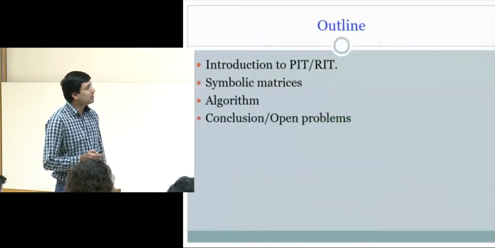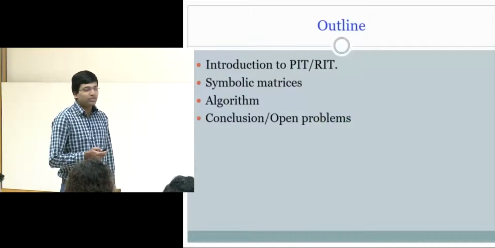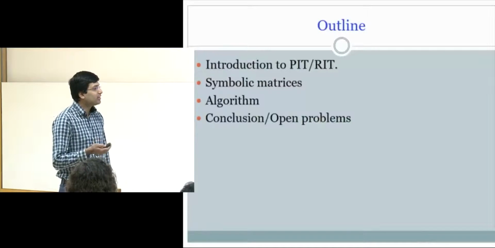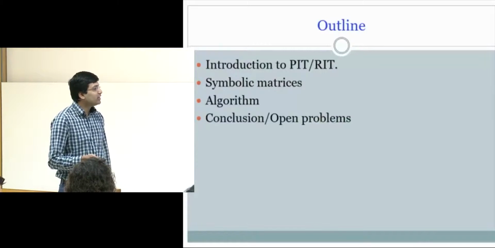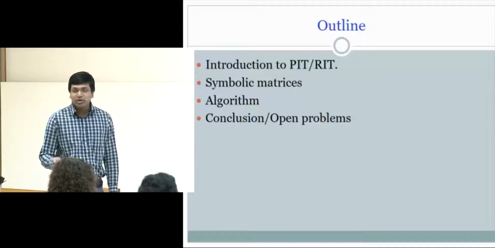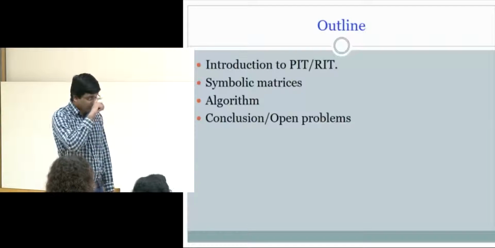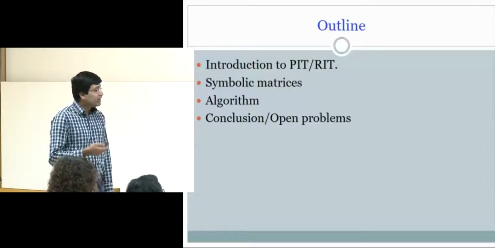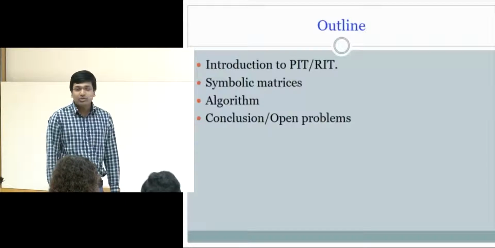So here's a rough outline of the talk. I'll start with the introduction to polynomial identity testing and rational identity testing. In fact, what we solve is a fundamental problem about symbolic matrices, which I'll then define, and finally I'll get to the algorithm and end with some conclusions and open problems.